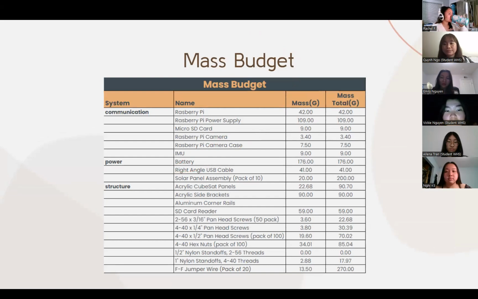Okay, so now we have the mass budget, which is essentially a measurement in total of how much each item that we use in the CubeSat weighs. The communication subsystem is where the ground antenna and the CubeSat communicate by sending data signals back and forth. This subsystem includes the Raspberry Pi, the Raspberry Pi power supply, the micro SD card, the Raspberry Pi camera, the Raspberry Pi camera case, and the IMU.